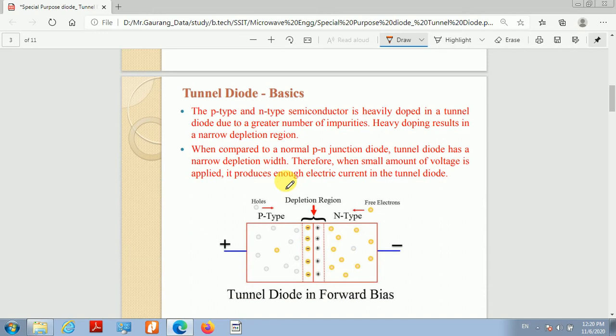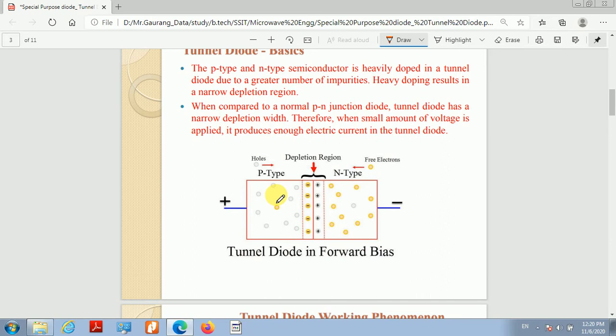Now, if you look at the construction or doping level of this P and N type material, then compared to our normal p-n junction diode, the p-type material as well as n-type semiconductor material are heavily doped because due to the greater number of impurities, and because of this heavy doping, the width of the depletion layer is very narrow. तो बच्चों एक रूल है कि जितना डोपिंग ज़्यादा होगा डायोड में, उतनी डिप्लेशन लेयर की विड्थ कम होगी. अगर लाइटली डॉप डायोड होगा तो उसमें डिप्लेशन लेयर वाइड होगा, and heavily doped diode होगा तो उसमें depletion region narrow होगा. So tunnel diode is very heavily doped diode, and because of the heavily doped diode the width of the depletion layer is very narrow.